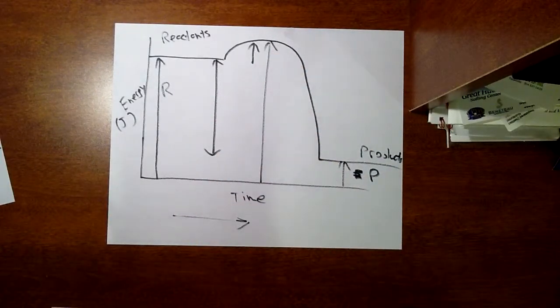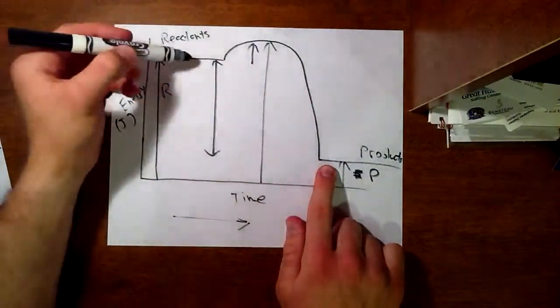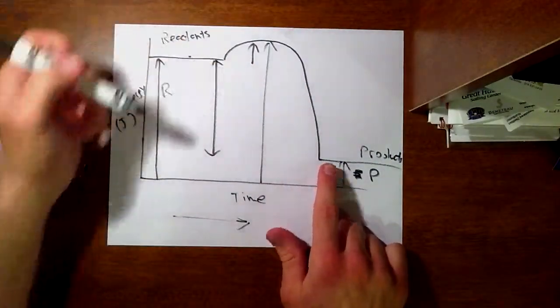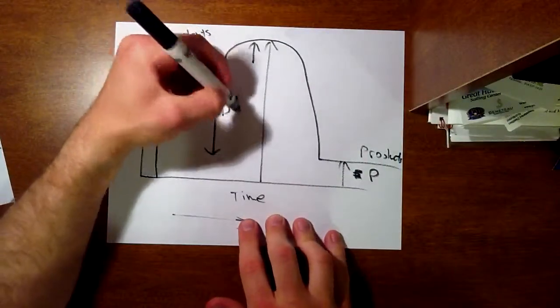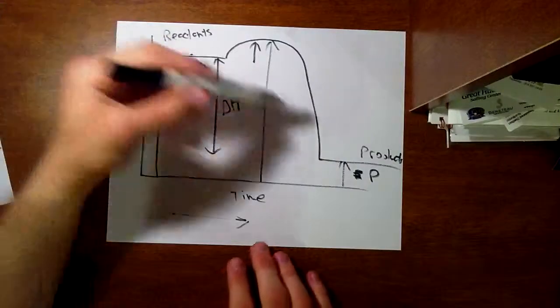Well, before, we figured out that to calculate delta H, or the change in enthalpy, is the difference between the products and the reactants. Well, if we take the difference between here depicting the products and the reactants, you're actually left with this space. And that space is your delta H. So your delta H is always the line drawn from the reactants to the products.